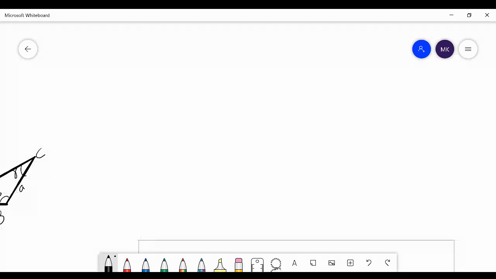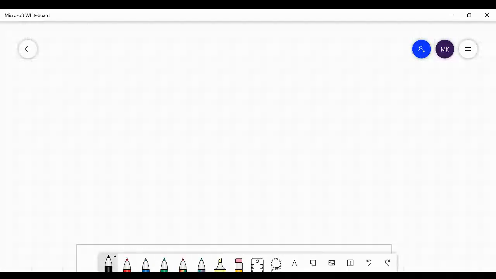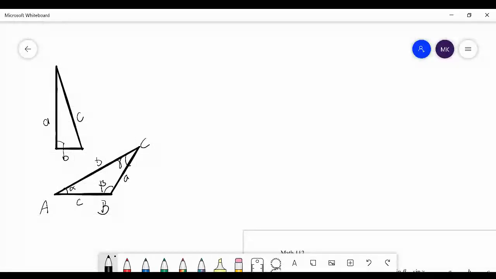Now, I want to talk about something that is going to come up in this section called solving a triangle. To solve a triangle simply means to find all values of the angles and side lengths. So there were 6: little a, little b, little c for our side lengths, and then angle measures alpha, beta, and gamma.